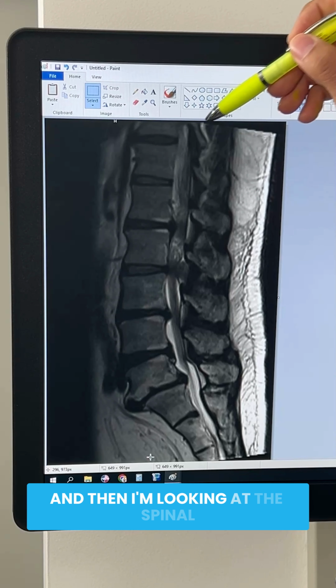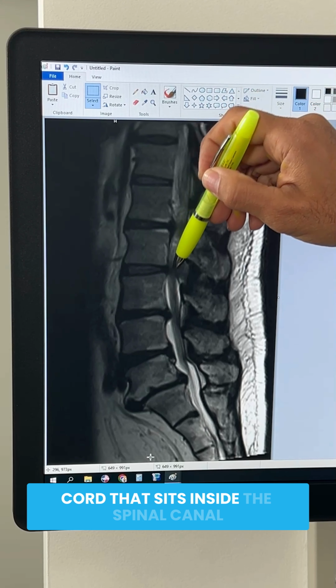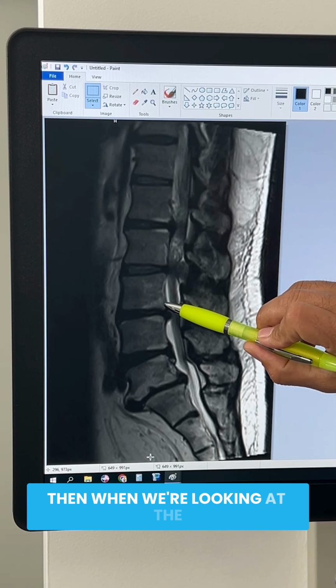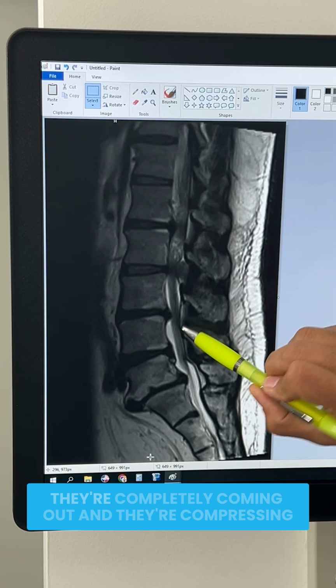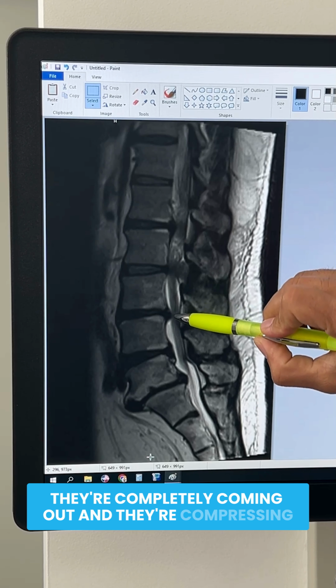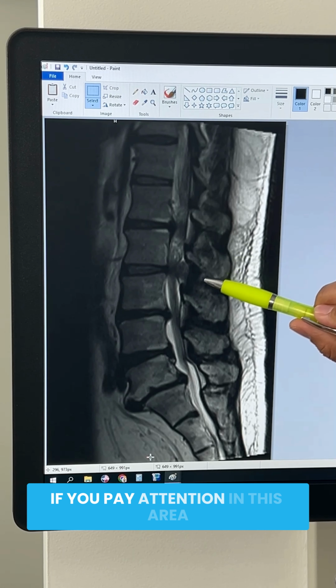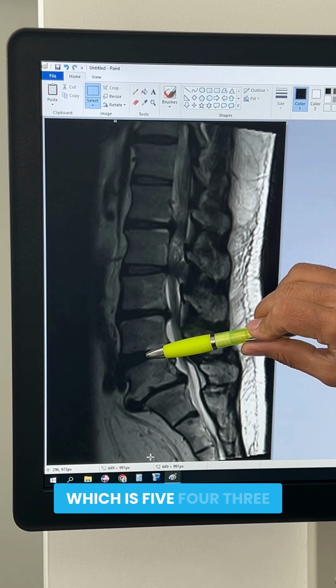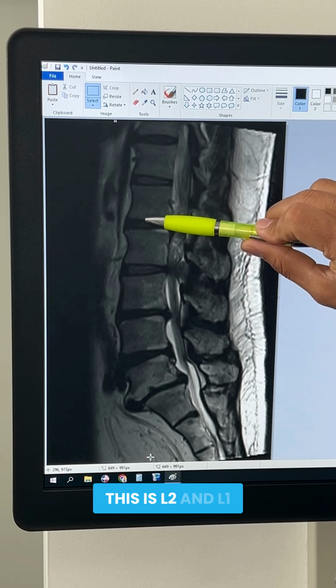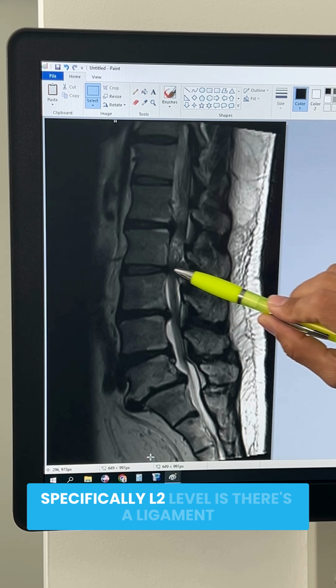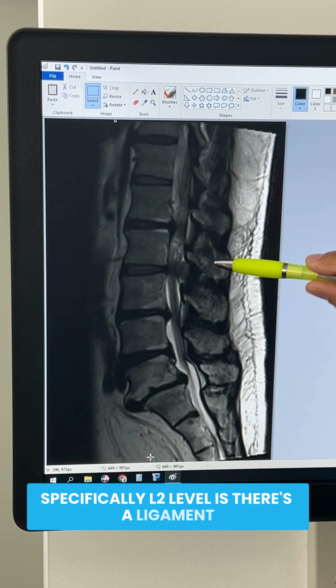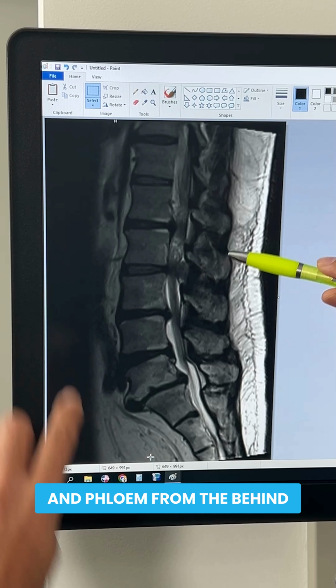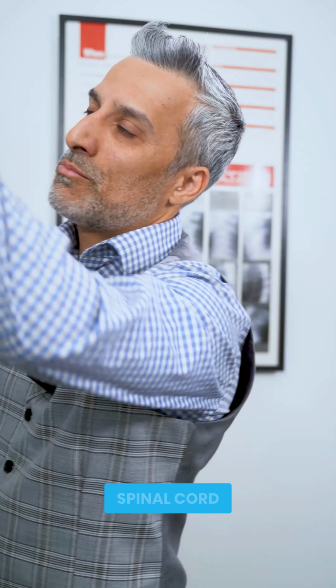And then I'm looking at the spinal cord that sits inside the spinal canal. Then when we're looking at this, you see these protrusions right here? They're completely coming out and they're compressing that spinal cord. If you pay attention in this area, which is L5, L4, L3, this is L2 and L1. Specifically at the L2 level, there's a ligamentum flavum from behind and they're completely compressing that spinal cord.